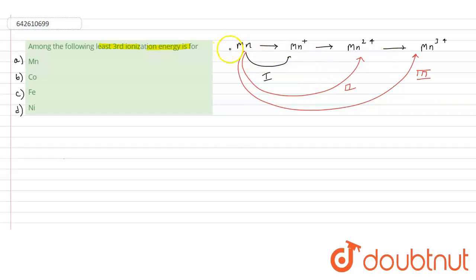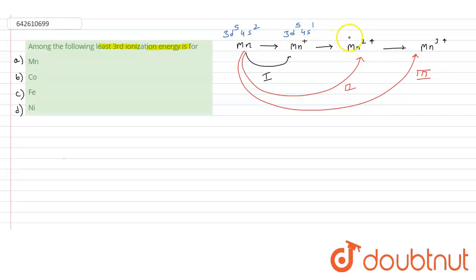In this state, if I talk about the electronic configuration, as we know, half-filled and fully filled electronic configurations are more stable. So let's try to write its electronic configuration. This is manganese, so the electronic configuration will be 3d5 4s2. If I lose 1 electron, it becomes 3d5 4s1.